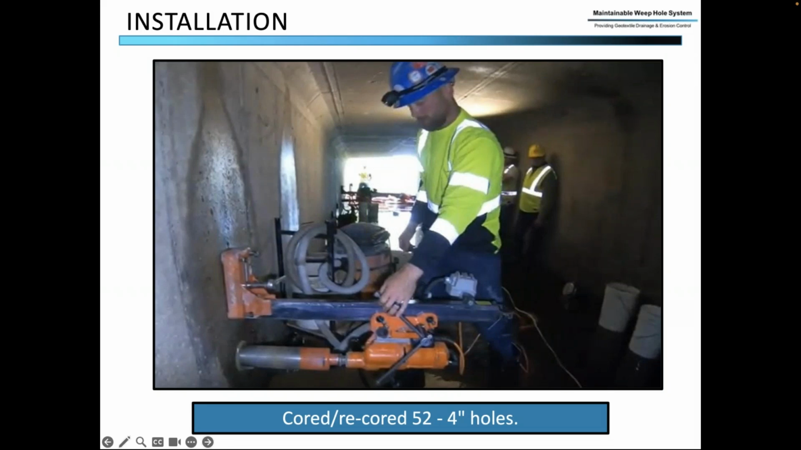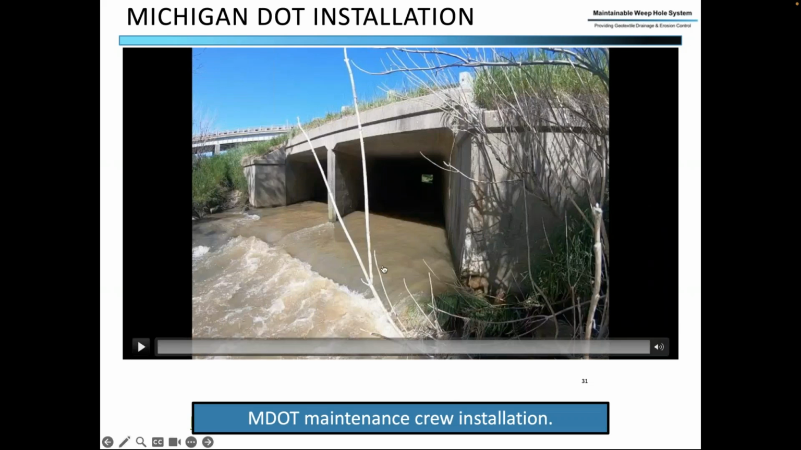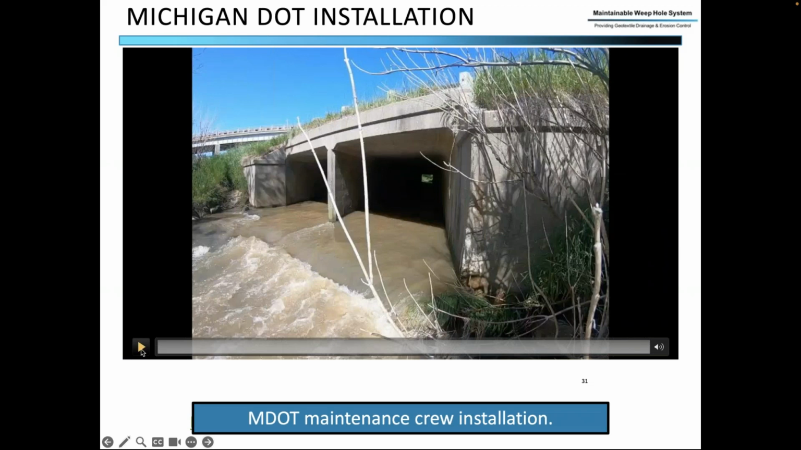So this is just a picture of the coring. They recored the weep holes to put in 4-inch weep holes. And I'm going to show a video of the Michigan DOT maintenance crew. It took them about 8 minutes per unit, but I've cut it down to about a minute, so you can just see the highlights. But this is them explaining how they go through and do installation of these units.